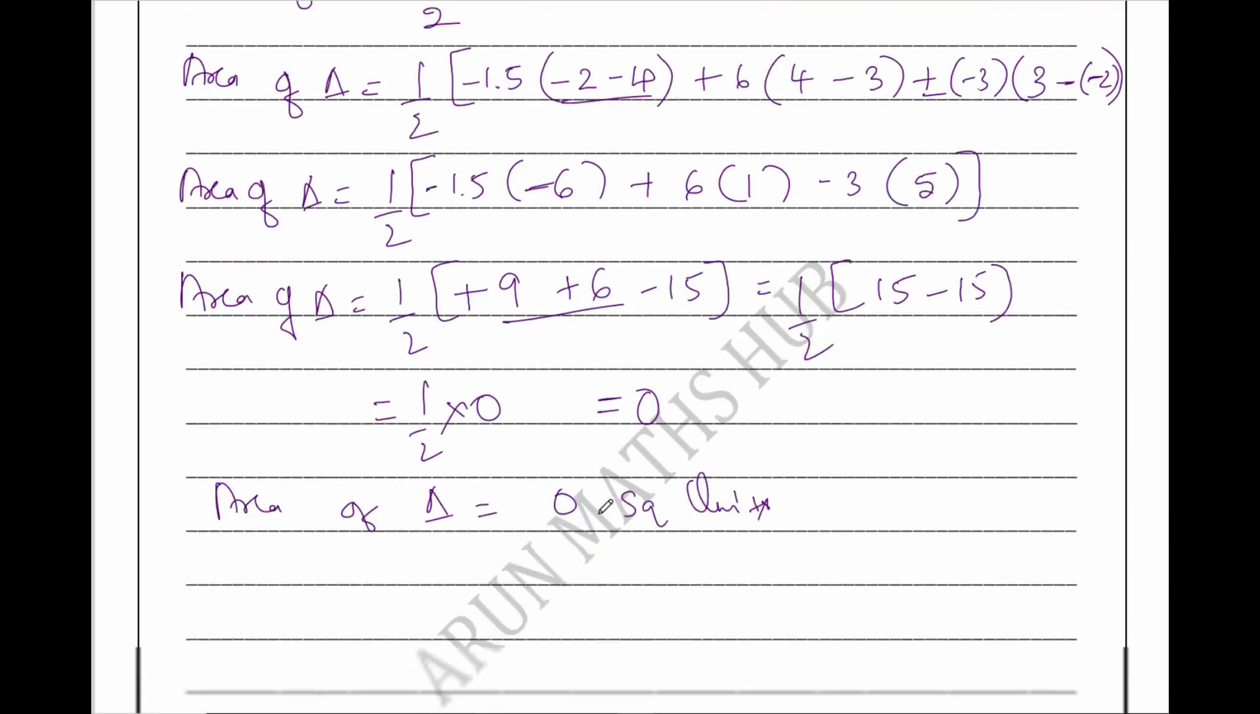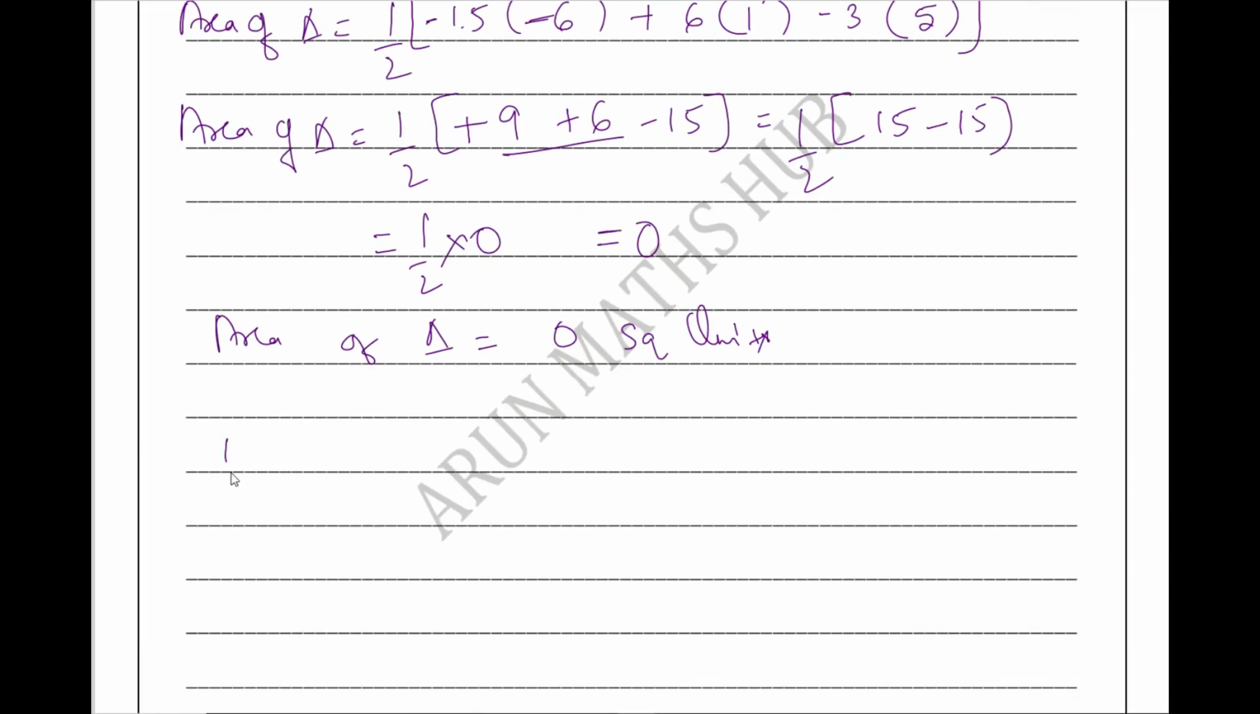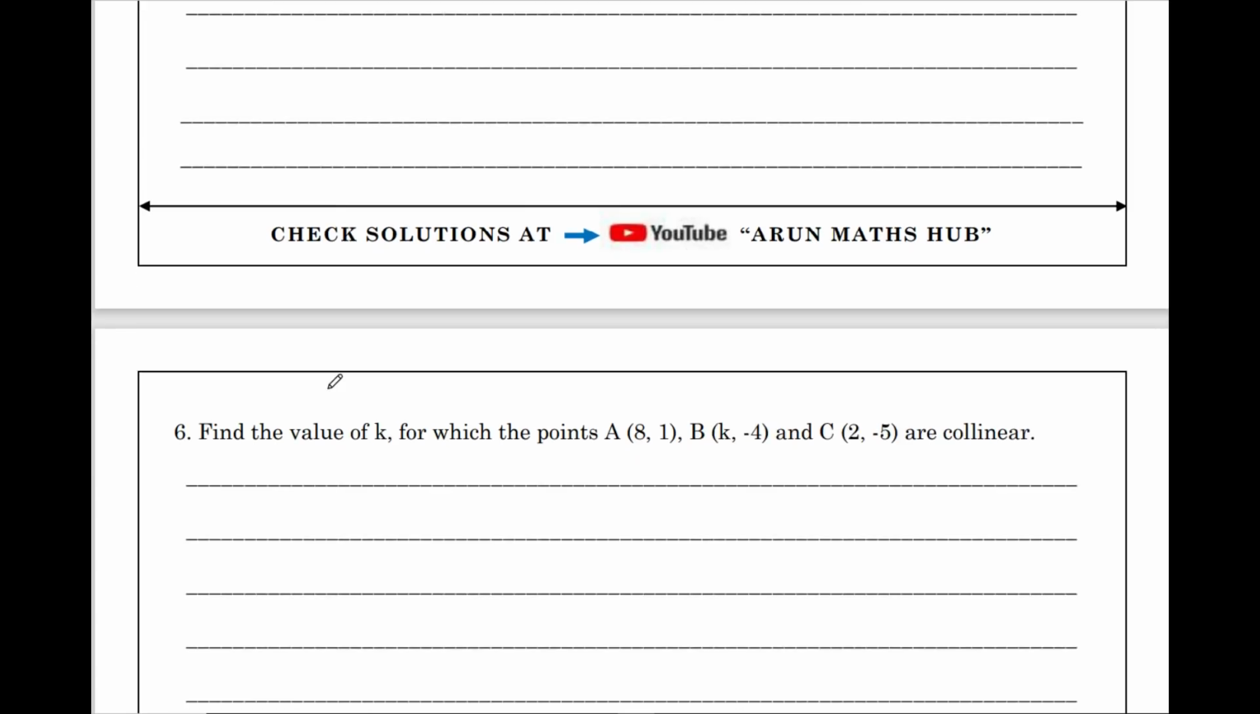That means, what is the conclusion? The conclusion is the given points are collinear. What do you mean by collinear? All the points lie on the same line. That means if the area of triangle is equal to 0, the points are collinear.